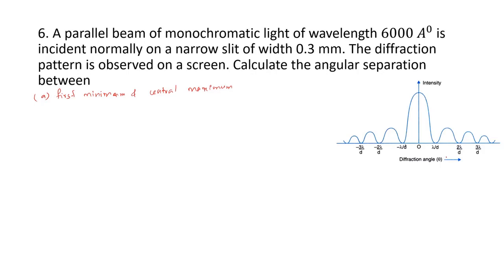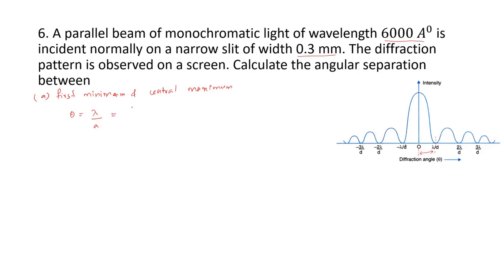So what are the values given here? You have given lambda, that is 6000 angstrom. You have given the value of width, that is a is 0.3 millimeter, and you need to find the value of theta, the angular separation. Where do you observe the first minimum? This is the first minimum, and this is the central maximum. So the angle theta between the first minimum and the central maximum is nothing but lambda by A.